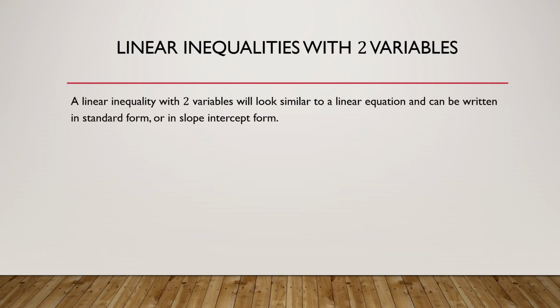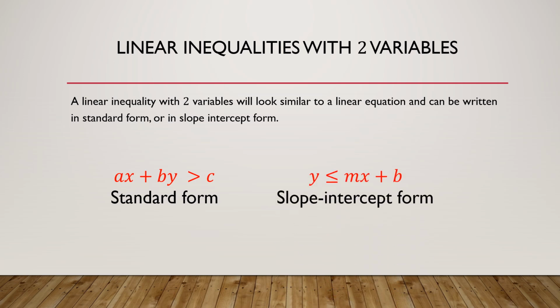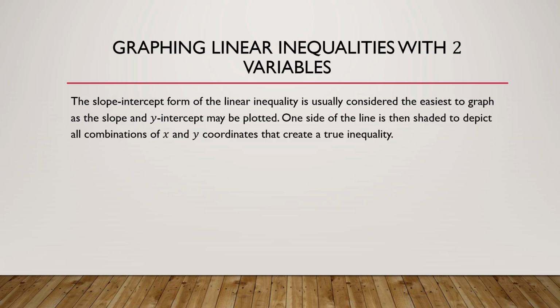A linear inequality with two variables will look similar to a linear equation and can be written in standard form or in slope-intercept form. Note the standard form ax plus by is greater than c. In this form, a, b, and c represent integers. And the slope-intercept form, y is less than or equal to mx plus b, where m is the slope and b is the y-intercept, and both are rational numbers. The slope-intercept form of the linear inequality is usually considered the easiest to graph, as the slope and y-intercept may be easily identified and plotted.